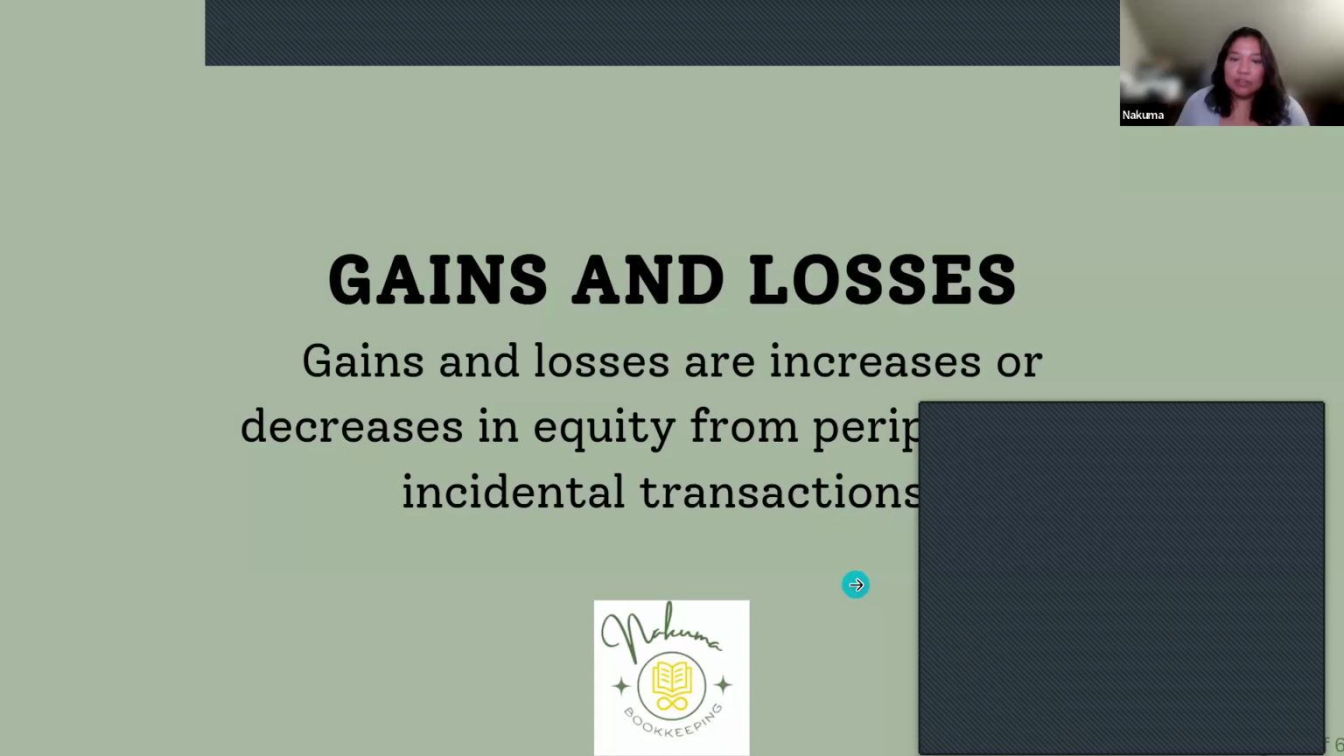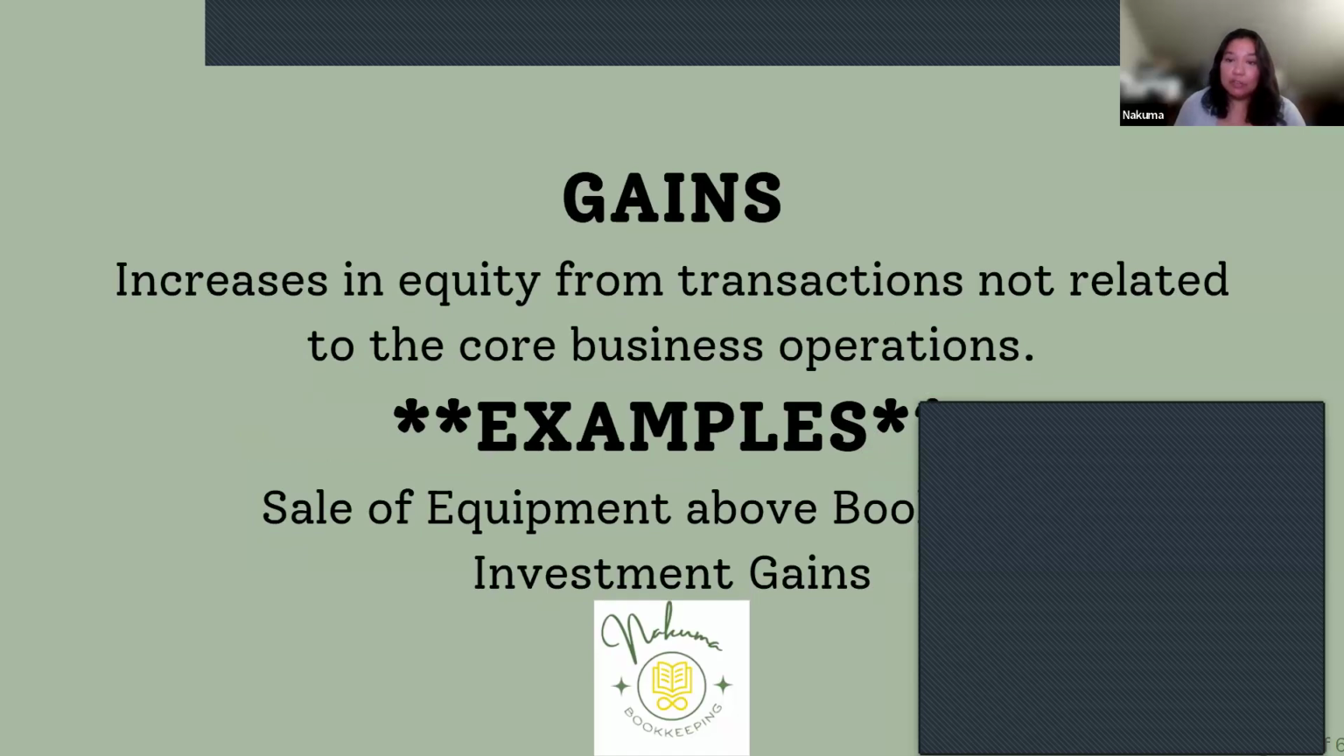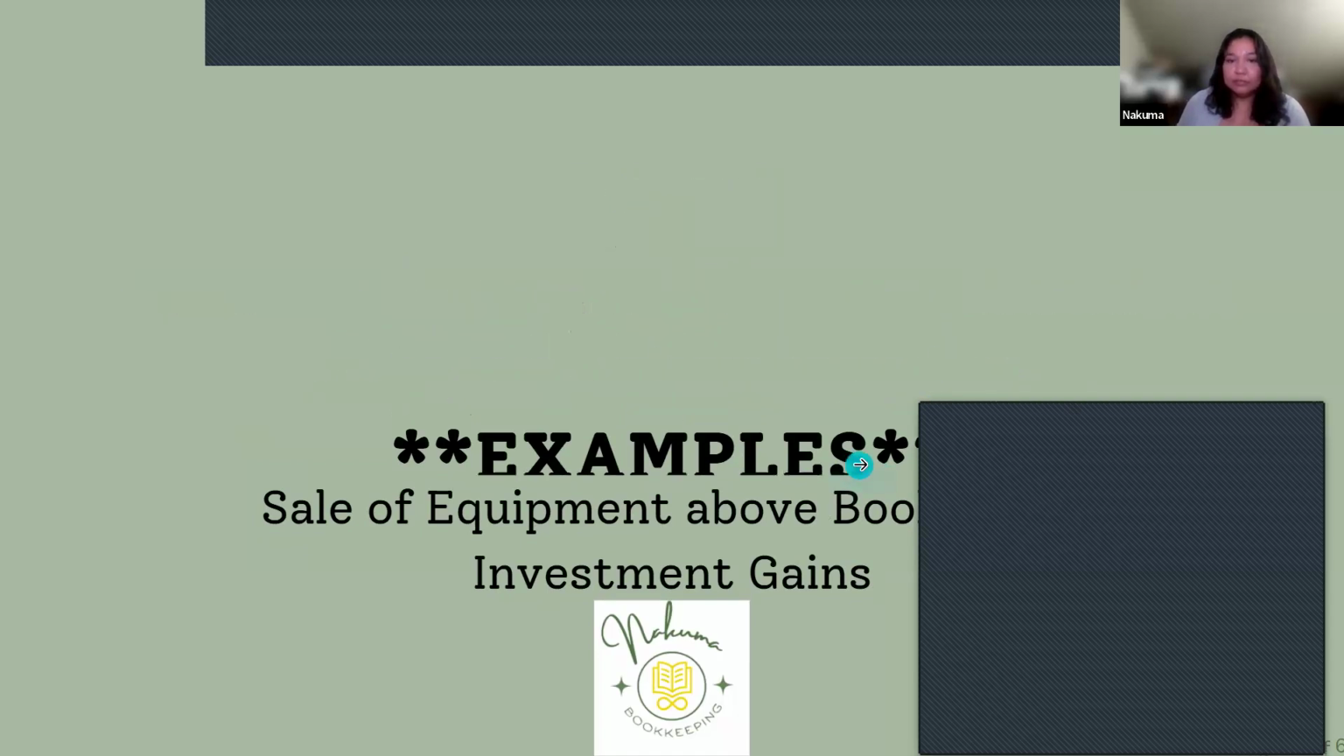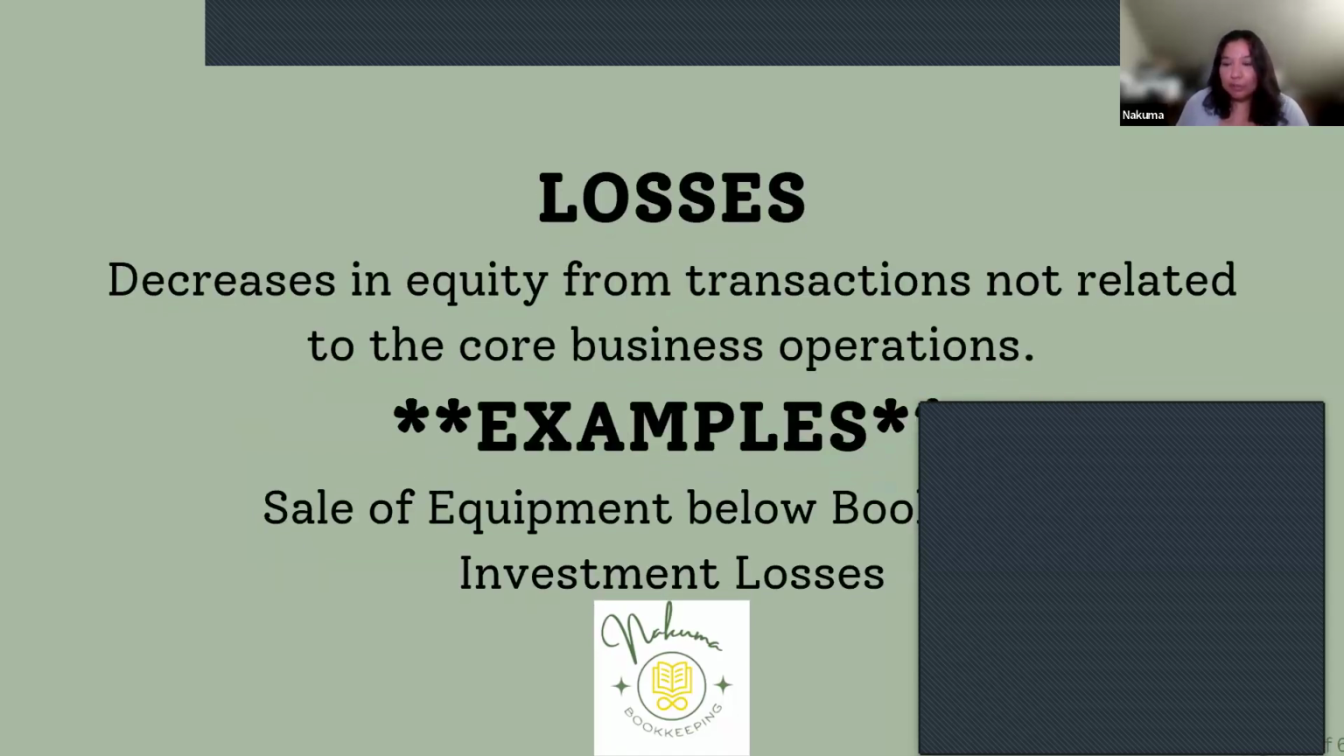The gains and losses are increasing or decreasing the equity from the transaction. Gains are when the increase in equity from the transaction is not related to core business expenses. So if you bought equipment and you're able to sell it above book value, that's a gain you received. Or gains in investment, a lot of times businesses will invest in other businesses, and there's a gain in that. There are also losses if you're selling equipment below cost or that has depreciated, or a loss in investment. Those are people who are growing their business and trying different avenues within it.